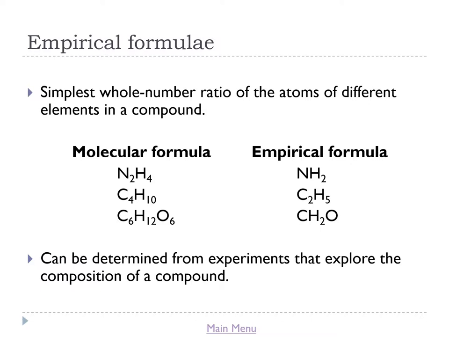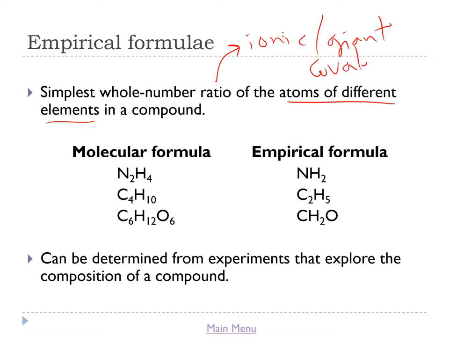Empirical formulae. This is the simplest whole number ratio of the atoms of the different elements in a compound. And if we're talking about ionic or giant covalent substances, that is the only kind of formula we have. With molecular substances, sometimes the molecular formula and empirical formula are different. So for example, you might have hydrazine, which is N2H4, that's its molecular formula. The empirical formula is NH2. The molecular formula for butane is C4H10, empirical formula C2H5. For glucose, C6H12O6, the empirical formula is CH2O.